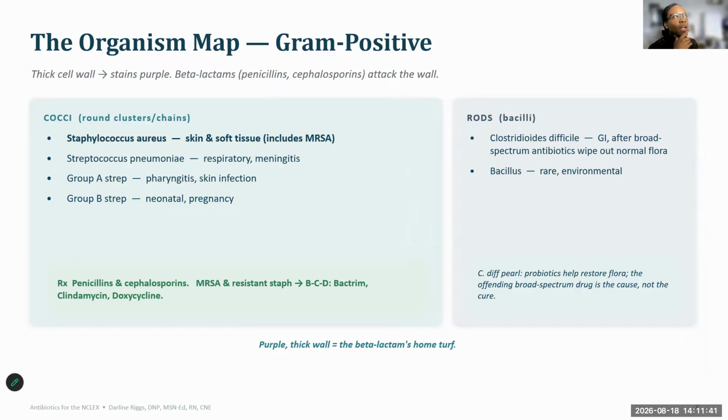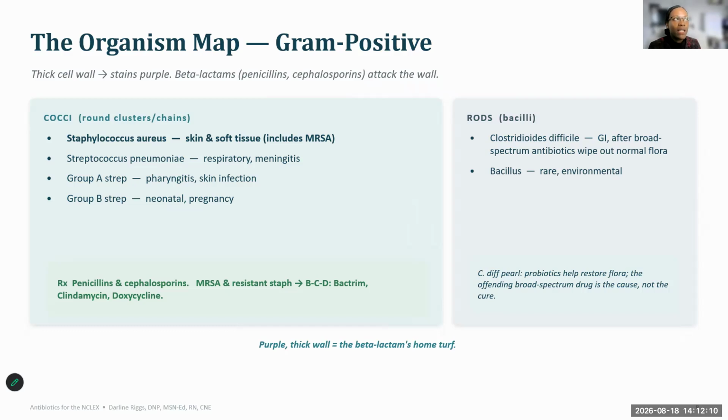So your organism map, just to recap, your gram-positive, there's cocci and rods. This should be a review again. That's why you have to pay attention to your prerequisites, because a lot of this you did in your microbiology class, which probably was forever ago. But that's why you have to build on top of the knowledge that you gain. And that's why you have these prerequisites that help you have a strong foundation.